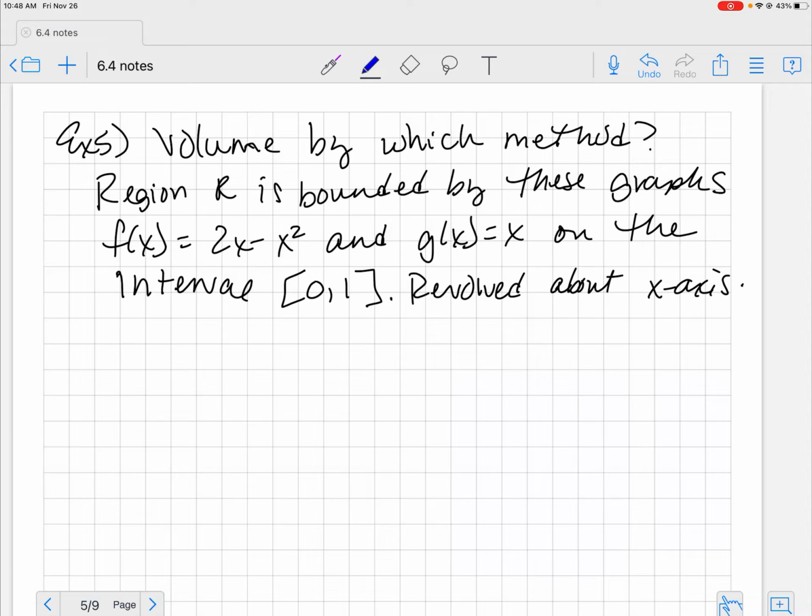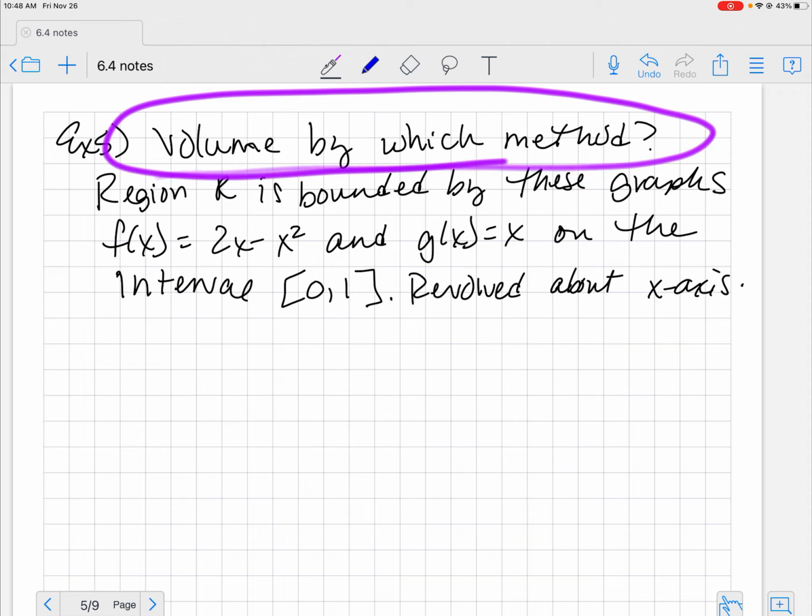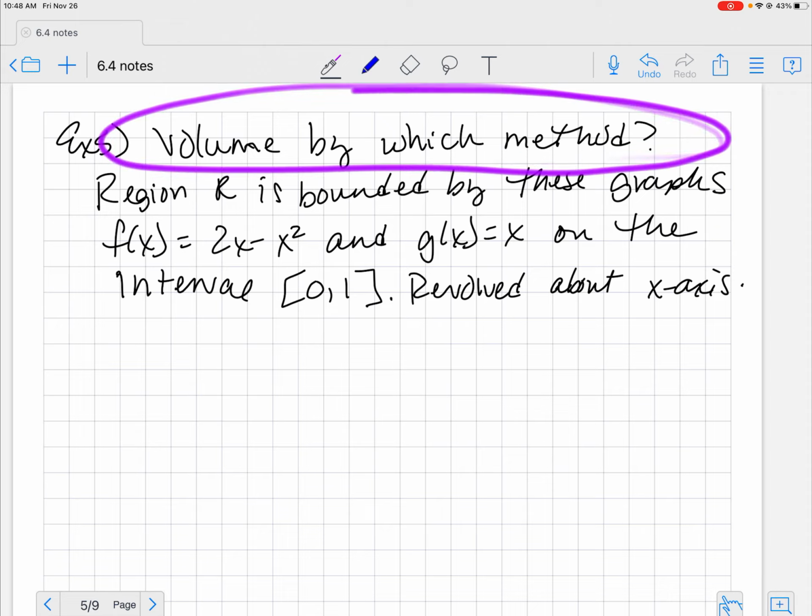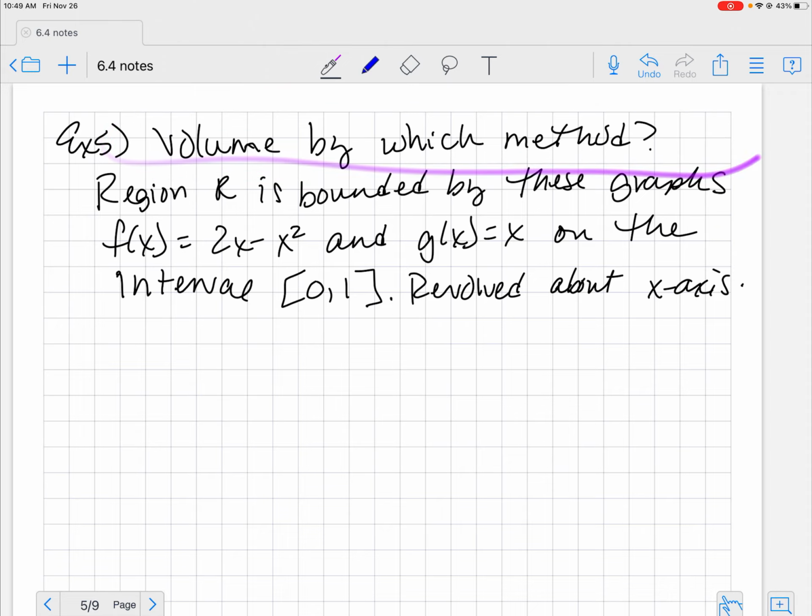Okay, now here's the real question, right? If I'm going to look at this, when I take a volume, how do I know which method to use? That's the age-old question. I can find volume. I have two ways to find volume. The question is, which method do I use? I don't know. Let's take a look.